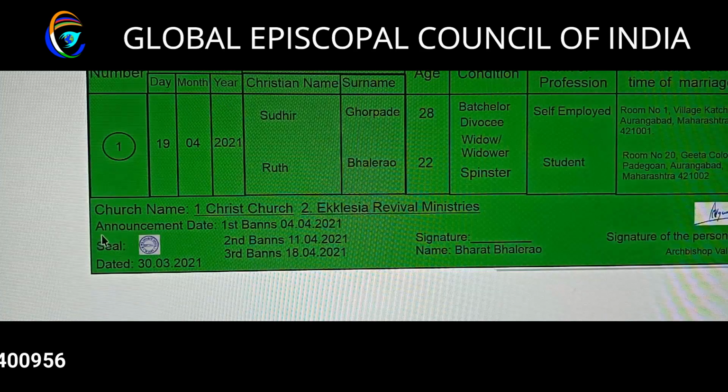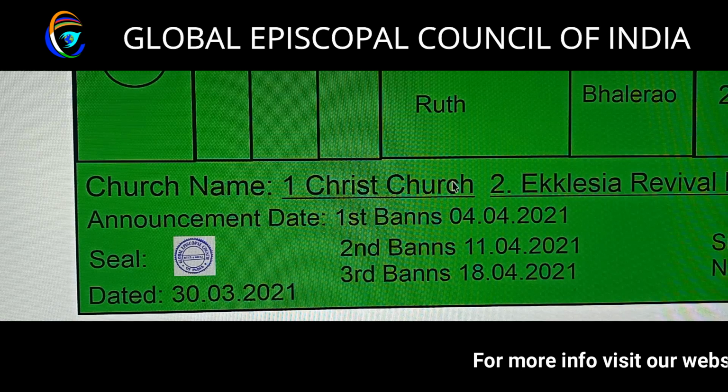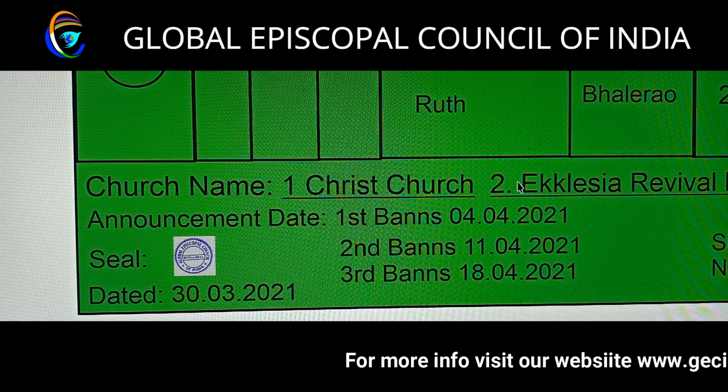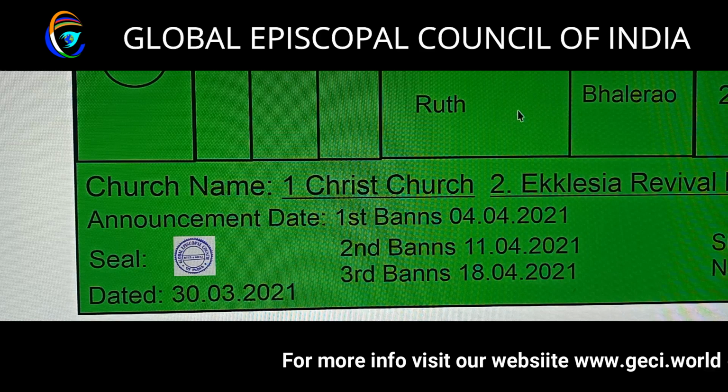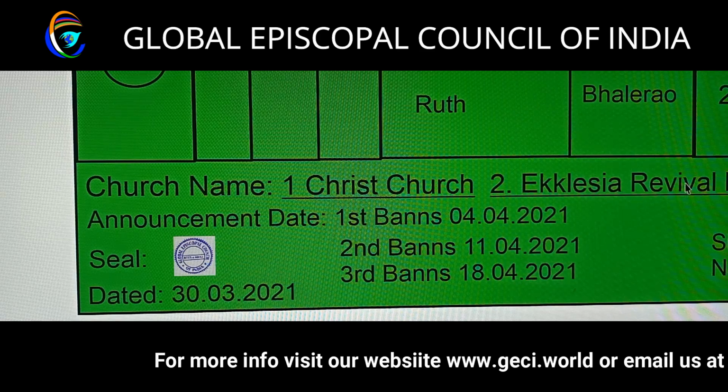In this below section you have the church name, and since the announcement or the notice of marriage will be announced in both the churches, since both of them belong to different churches, in case they are from the same church, then only one church name will come. You don't have to fill up the second column, only one column will be there. So you have to just mention 1 and 2 and write the church name, if they belong to the same church. If they belong to different churches, then both the church names will be here.